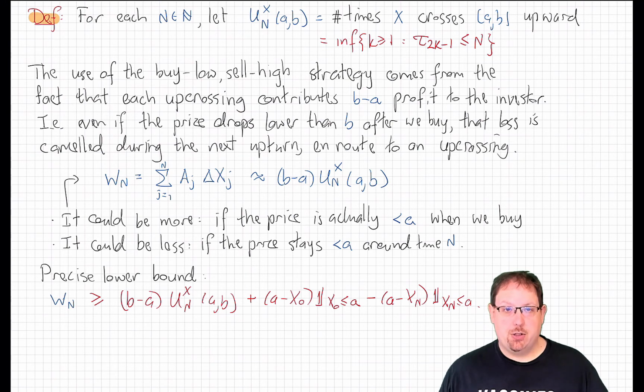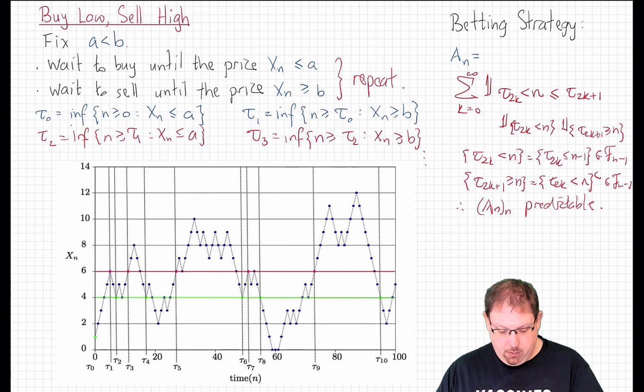Now that will actually be exact if we're talking about a model like this one, where we have steps of only size 1 each time, which means that for the price to fall below A, it has to actually hit A on the way. And similarly, for the price to rise above B, it has to hit B on the way. So in that case, that lower bound will be exact.